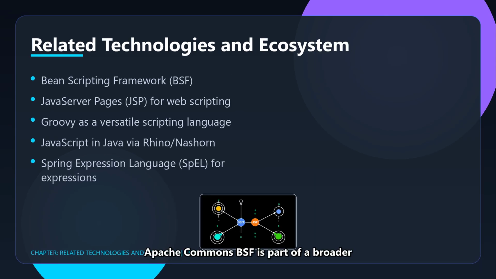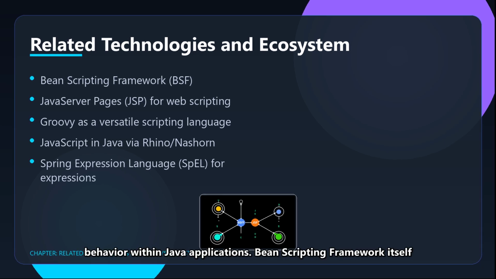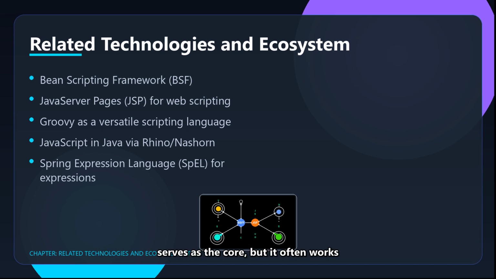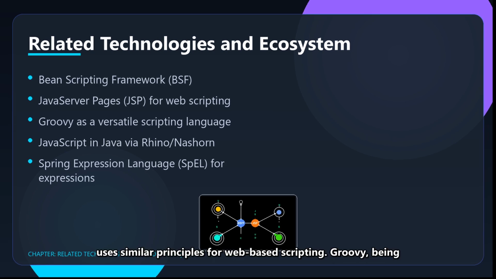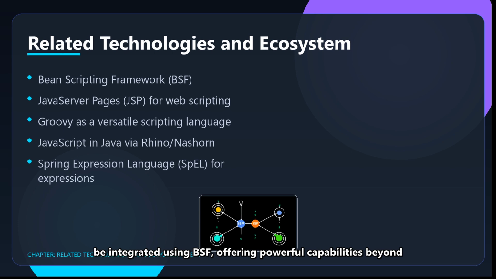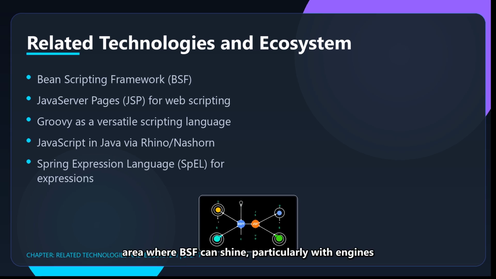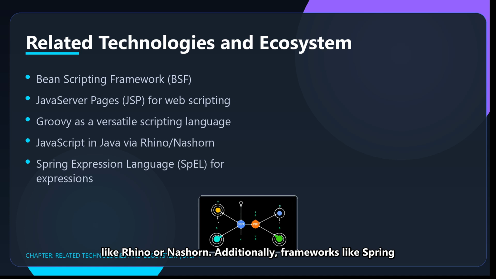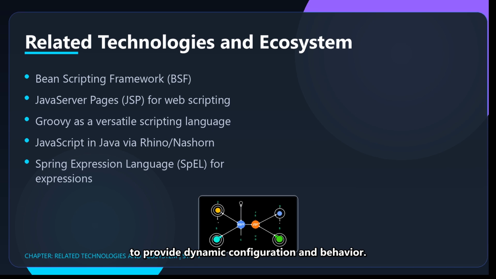Apache Commons BSF is part of a broader ecosystem of technologies that facilitate scripting and dynamic behavior within Java applications. Bean Scripting Framework itself serves as the core, but it often works alongside other tools like Java Server Pages, JSP, which uses similar principles for web-based scripting. Groovy, being a full-featured scripting language on the JVM, can be integrated using BSF, offering powerful capabilities beyond simple scripts. JavaScript execution within Java is another area where BSF can shine, particularly with engines like Rhino or Nashorn. Additionally, frameworks like Spring utilize expression languages that build upon similar concepts to provide dynamic configuration and behavior.